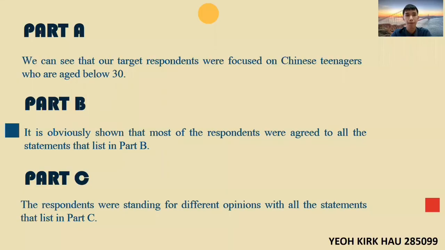Conclusion. For part A, we can see that our target respondents will focus on Chinese teenagers who are aged below 30. In part B, it is obviously shown that most of the respondents agree to all the statements in part B. However, in part C, the respondents stood for different opinions on all the statements in part C.